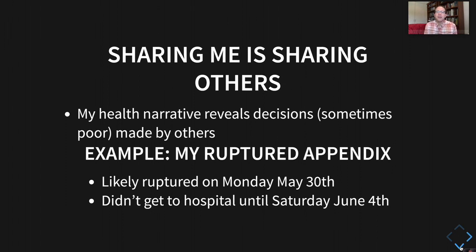Also, if I share my narrative, this reveals decisions that sometimes are poor decisions that are made by others. An example in my narrative is my ruptured appendix, which happened when I was 15. The rupture likely occurred on Monday, May 30th, yet I did not get into the hospital until Saturday, June 4th. And this is a complex combination of rather poor decisions made by my parents, by the healthcare experts that they consulted over the week via the phone, and there are reasons that this may be a sensitive material to them.